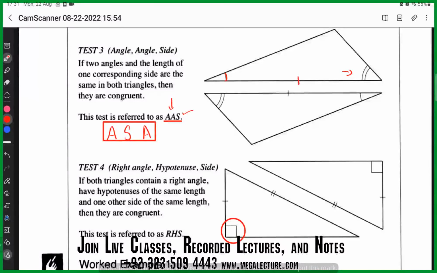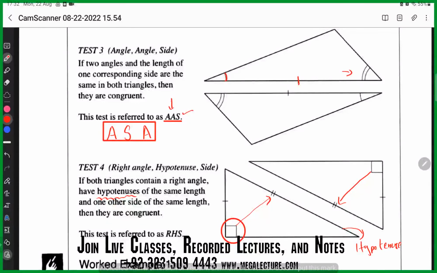Now, what is happening here? Basically, you have two right angle triangles. So, both the triangles have right angle. What is hypotenuse? Hypotenuse is basically the side, you can say it's the biggest length in case of a right angle triangle, or it is the side that is opposite to the right angle, that is 90 degrees. This is the side that is opposite to right angle, and this side is basically called hypotenuse side.